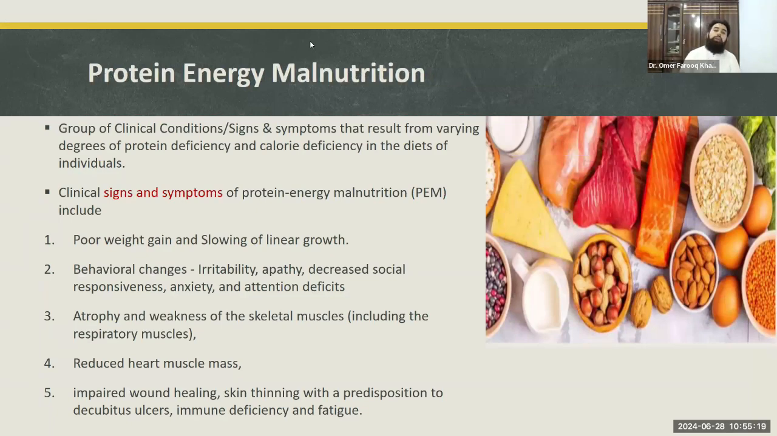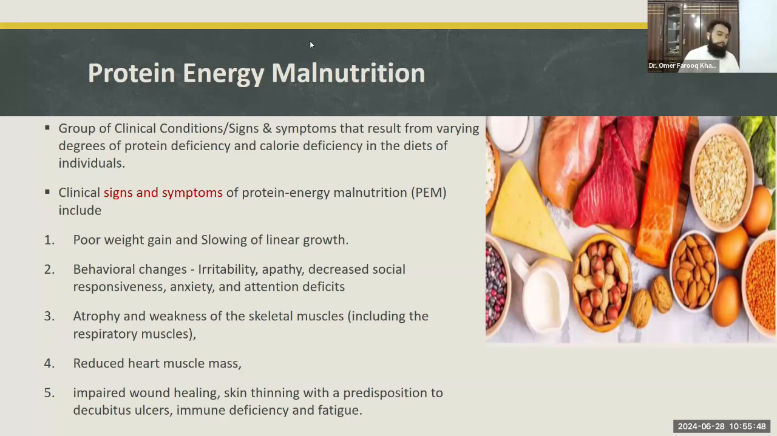So the weight gain is also poor and the height increase also becomes slow. Behavioral changes: the child is irritable, apathetic, with decreased social responsiveness, anxiety, and attention deficit problems. Then there is atrophy of muscles, and weakness of skeletal muscle, including the respiratory muscles as well, reduced heart muscle mass as well, impaired wound healing, skin thinning with the predisposition to decubitus ulcers, and immune deficiency problems.